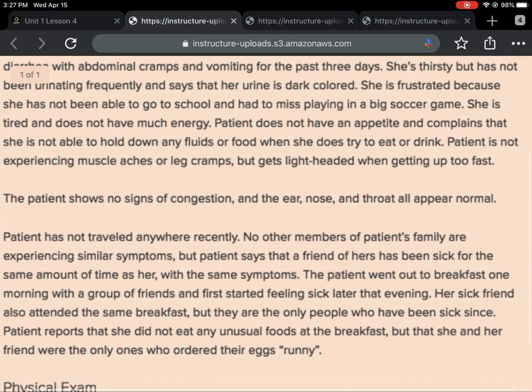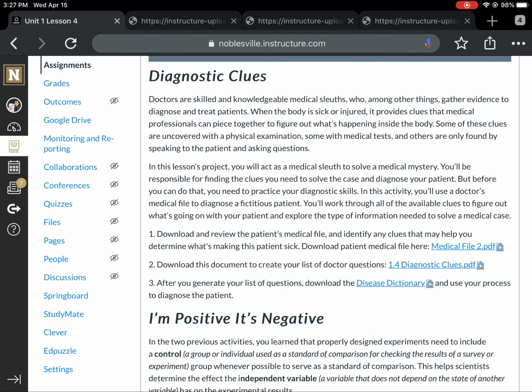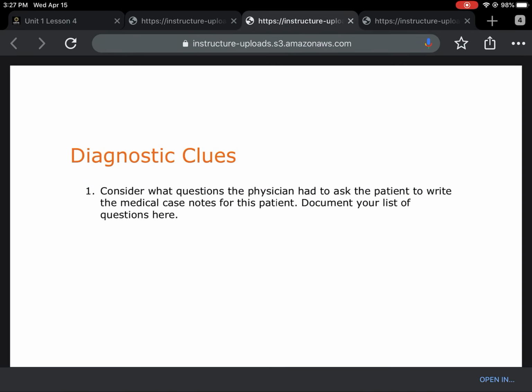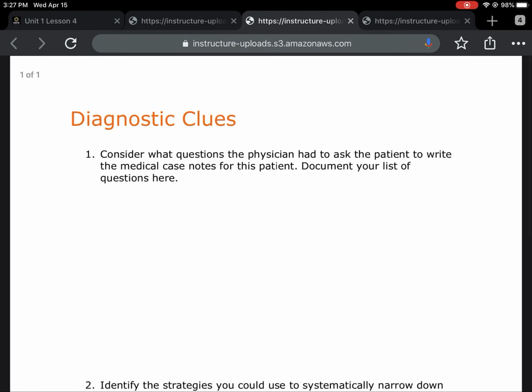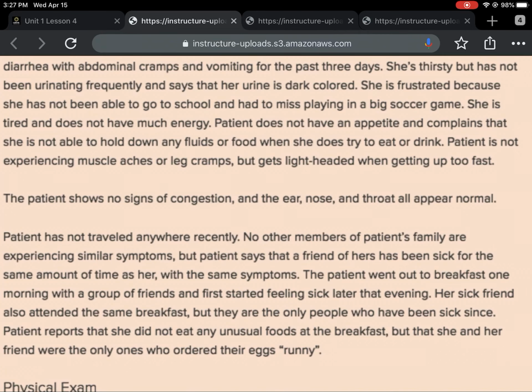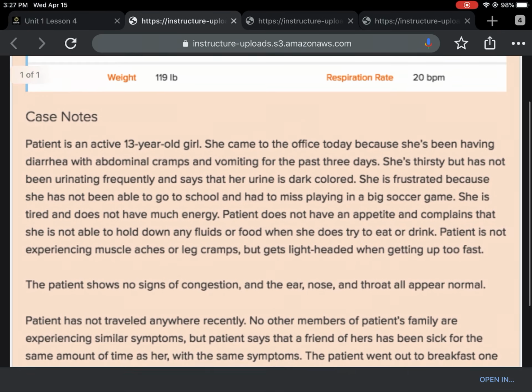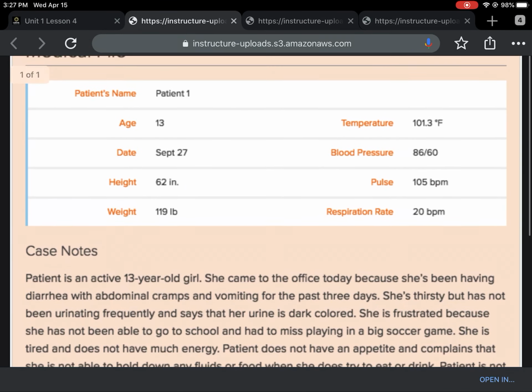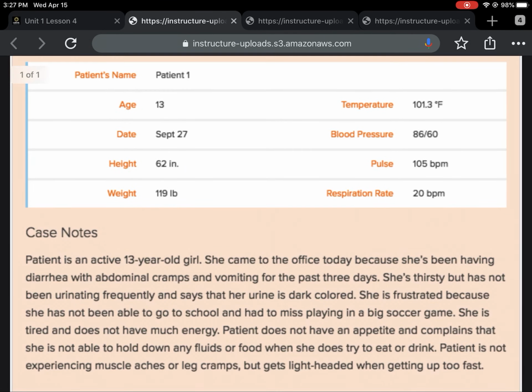So after you've highlighted everything, you're going to come back. If you have not yet downloaded the 1.4 diagnostic clues, you're going to download it. It looks like this, pretty simple form. So when you're a doctor, you just don't walk in and plug in a cable into the back of the patient's head and all the information comes pouring out. You have to ask questions.